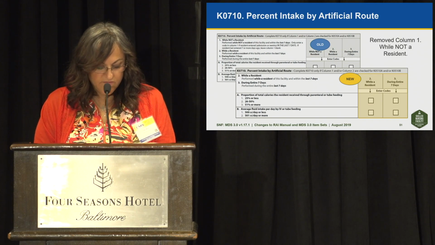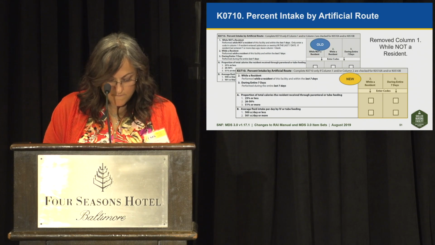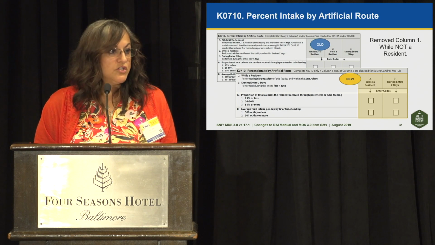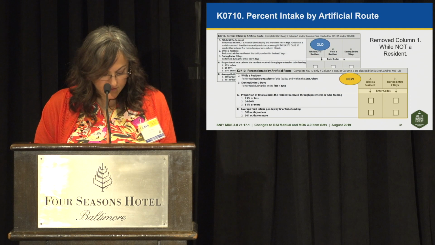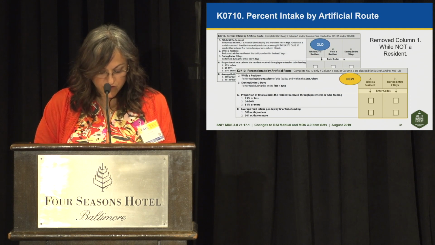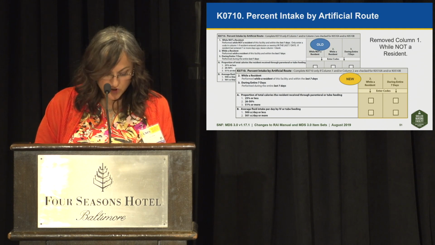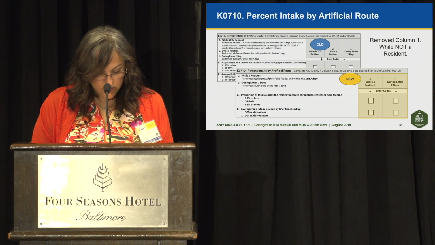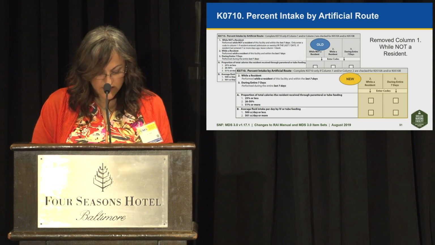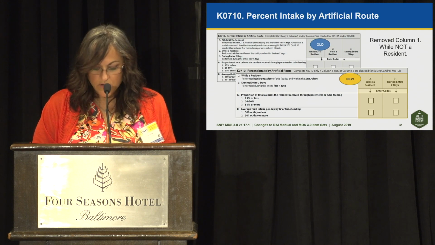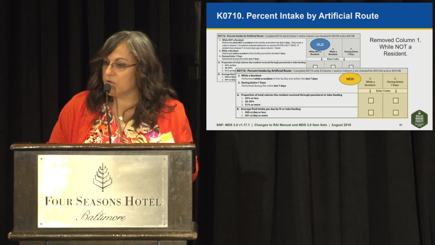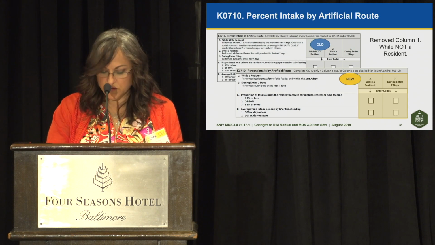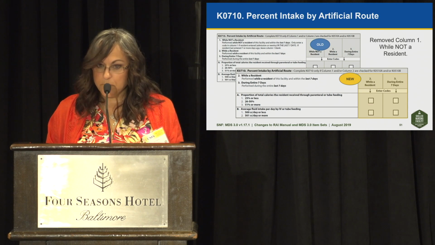In K0710, the proportion of total calories received through parenteral or tube feeding while not a resident, K0710B1, average fluid intake per day by IV or tube feeding while not a resident, are also both removed. And this is due to the fact that this column is actually not going to be collected by CMS anymore. So in the snapshot in the bottom right, you see there's only 2 columns, column 2 and 3, which are while a resident, and then during the entire 7 days.